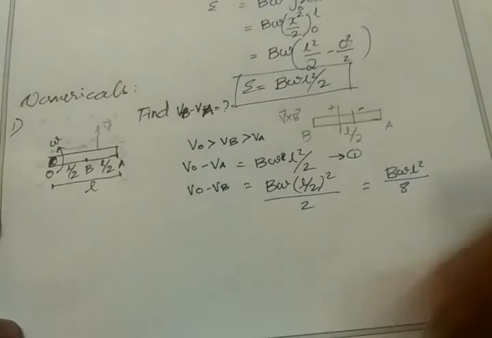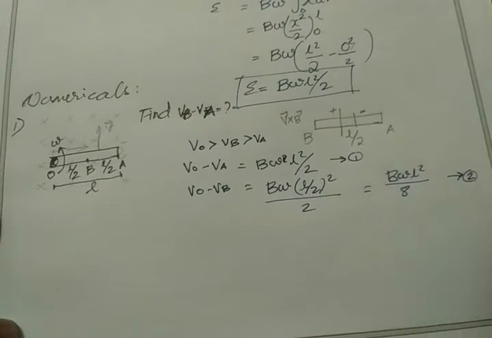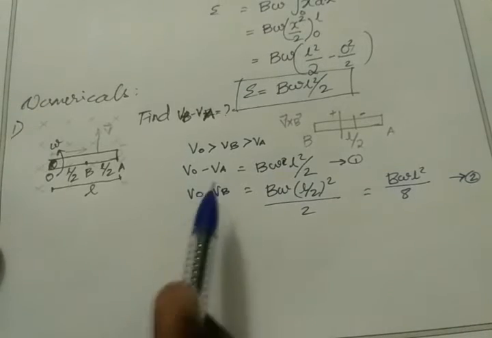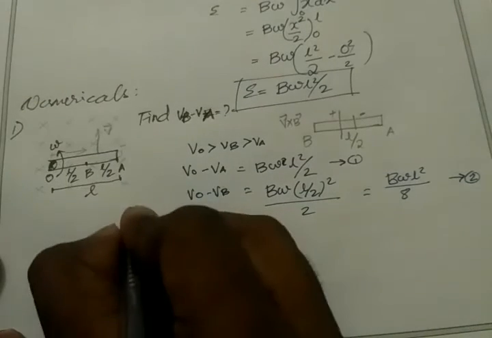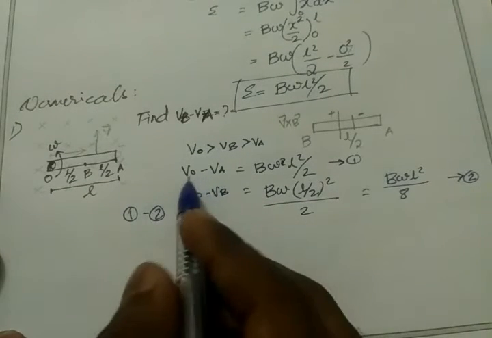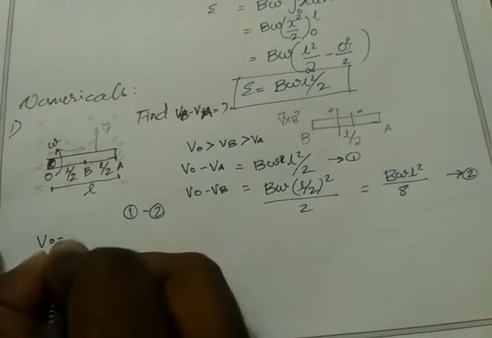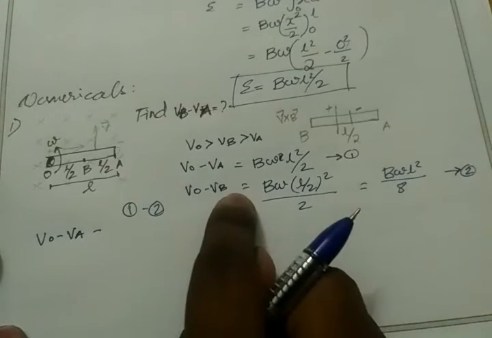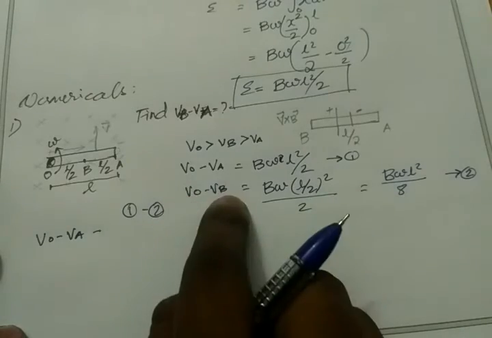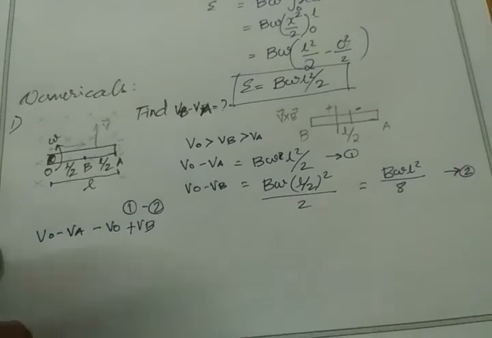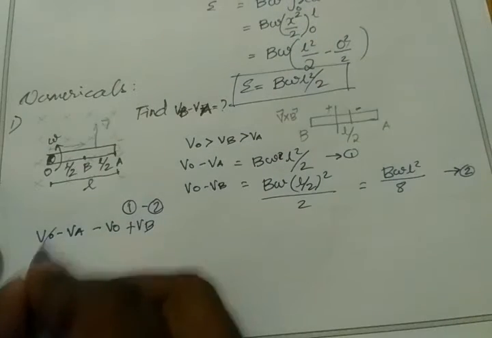From these two equations, we have to find the value of VB minus VA. So how to find? Simply I subtract equation 2 from equation 1. Actually here we have to find VB minus VA. So 1 minus 2. Equation 1 is VO minus VA. Equation 2 is VO minus VB. If you multiply by minus with this equation, then I have minus VO and then minus into minus plus VB. Correct? So VO gets cancelled.